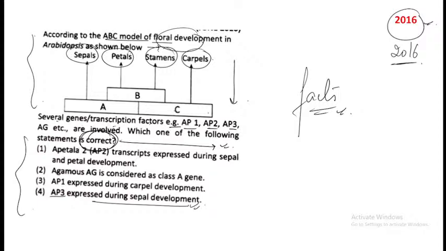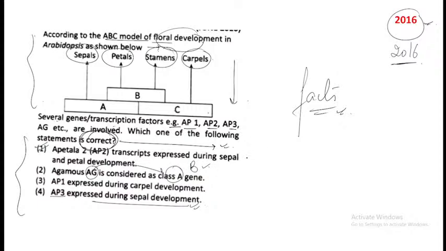Let's check the answer for this question. Answer for this particular question is option number A. Very good, all of you got the answer correct. So agamous is not a class A gene, it is a class B gene or class C gene.